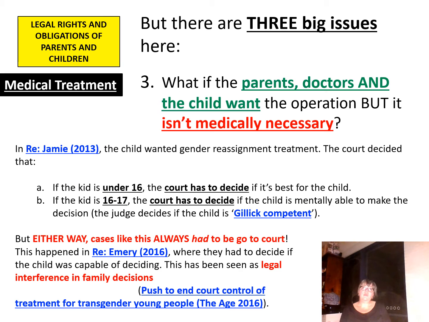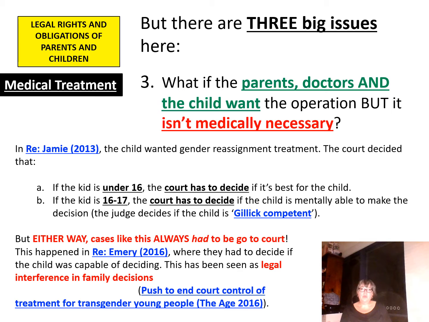In the case of Jamie in 2013, the child wanted gender reassignment treatment, and the court decided that, so yes, we're talking about a lot of gender-based stuff here. Court decided that if the child is under 16, the court has to decide if it's best for the child. If the kid is between 16 and 17, the court has to decide if the child is mentally able to make a decision. The judge decides if the child is Gillick competent. Either way, cases like this always had to go to court.